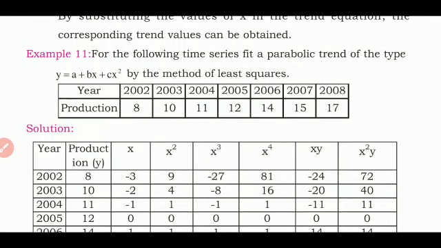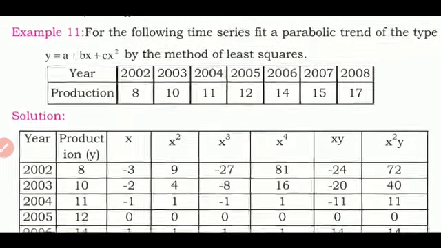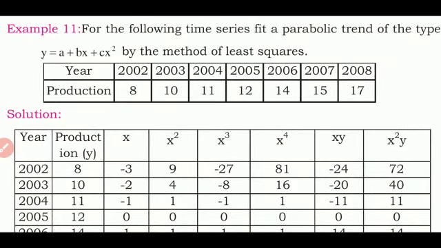For the following time series, fit a parabolic trend of the type y is equal to a plus bx plus cx square with the method of least squares. Now what is the example? Let's see. Year is there, production is there, and the year is from 2002, 2003, 2004, 2005, 2006, 2007 and 2008. The production values are 8, 10, 11, 12, 14, 15 and 17.